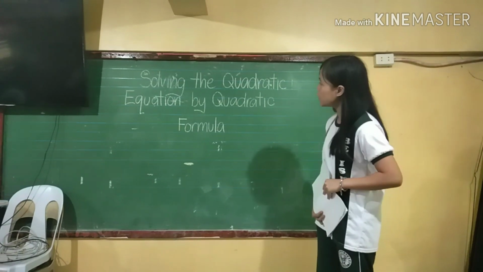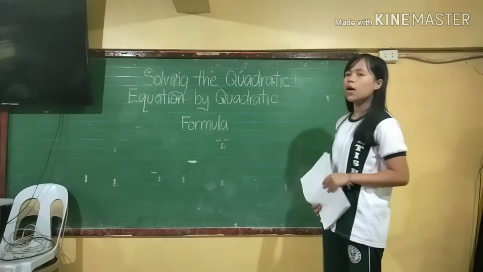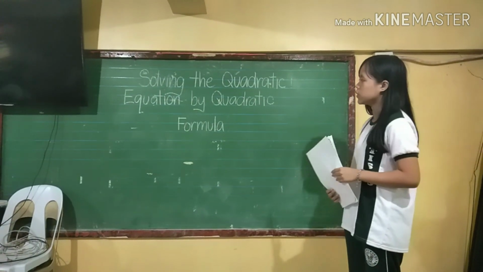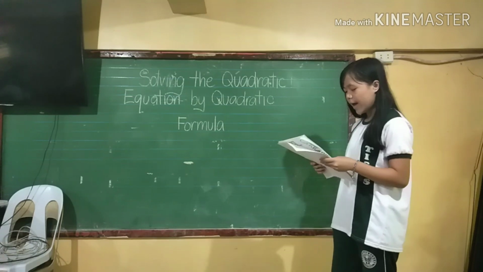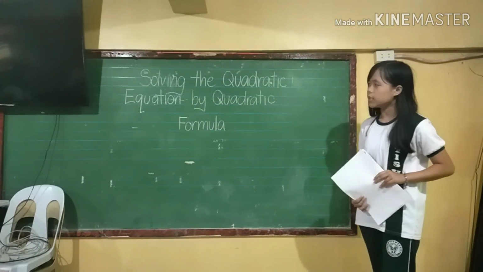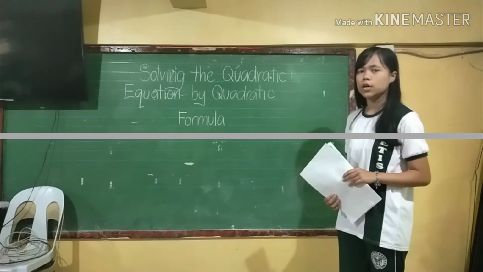Again, our topic for today is solving the quadratic equation by quadratic formula. Originally, we have 4 ways on how to solve a quadratic equation. Number 1 is by extracting the square roots. Number 2 is by factoring. Number 3 is by completing the square. And lastly, by using the quadratic formula.